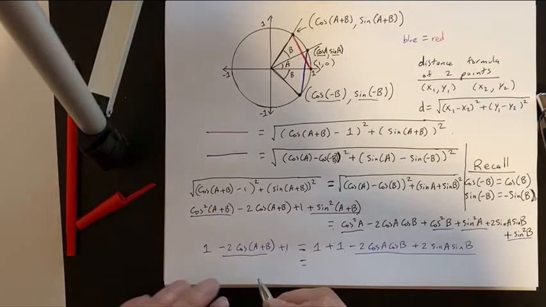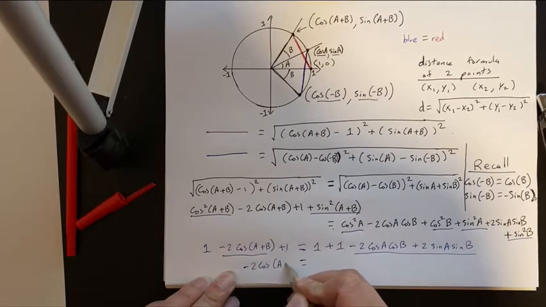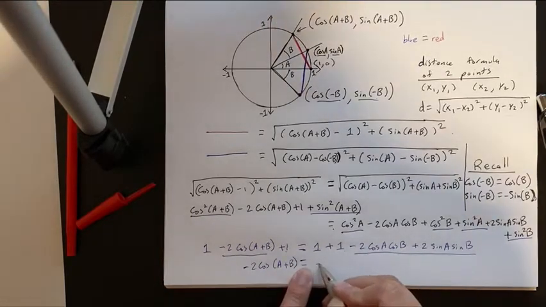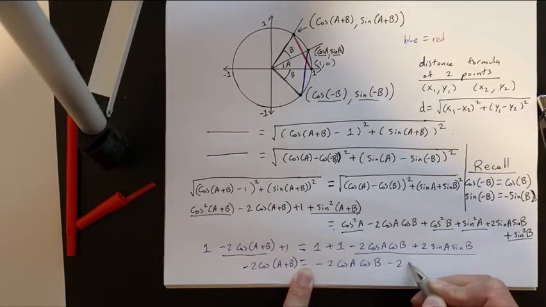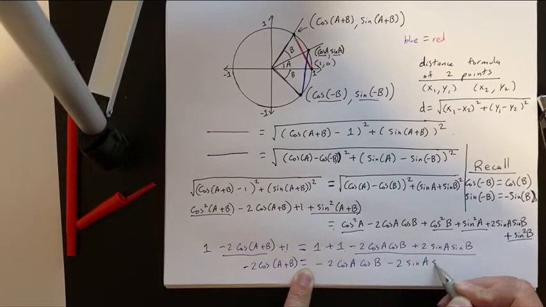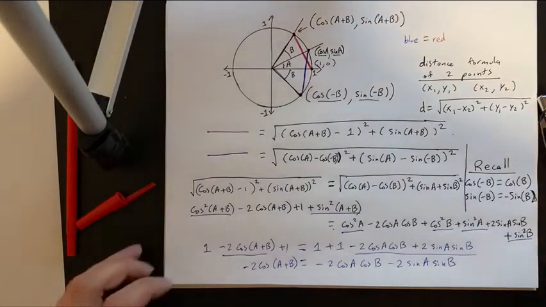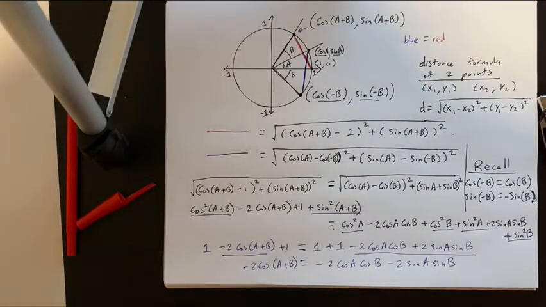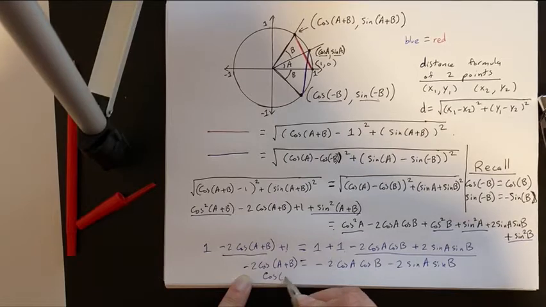So let's finish this up. We have negative 2 cosine of a plus b is equal to negative 2 cosine of a cosine of b minus 2 sine of a sine of b. We are very close to getting the very first addition trig formula. And the very last step would be just to divide out this negative 2. So if I divide the left side out by negative 2, I get cosine a plus b.